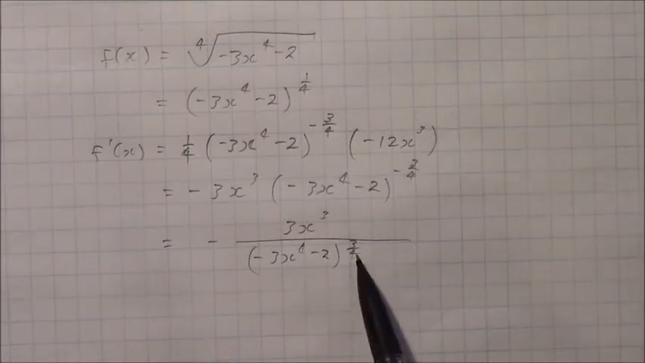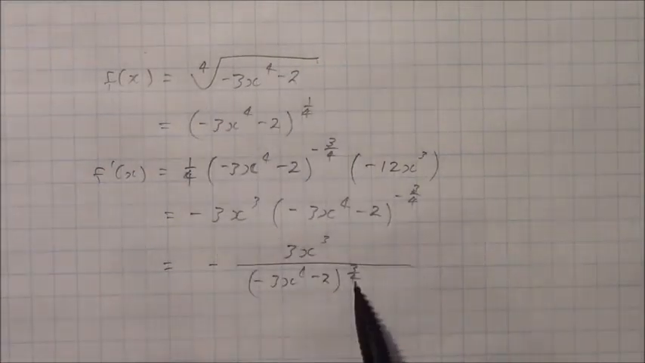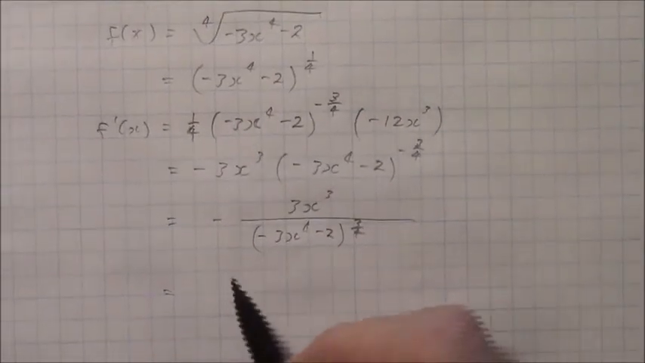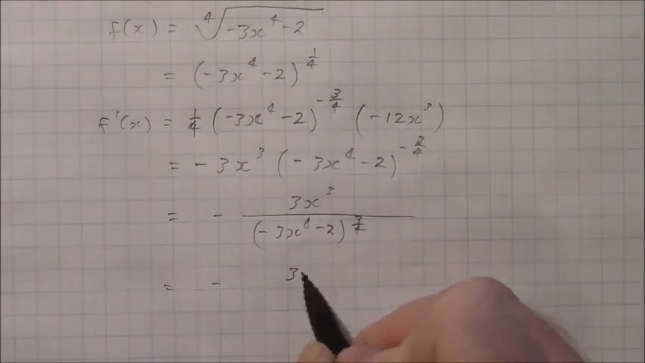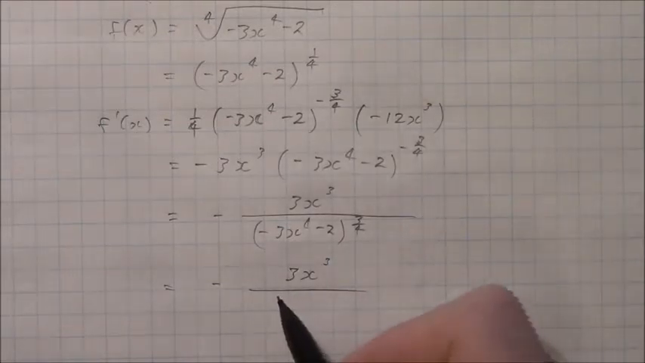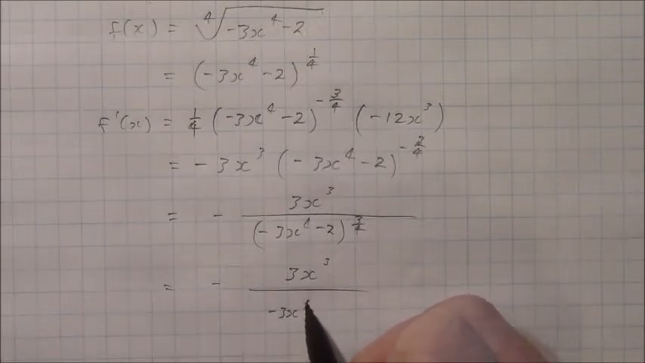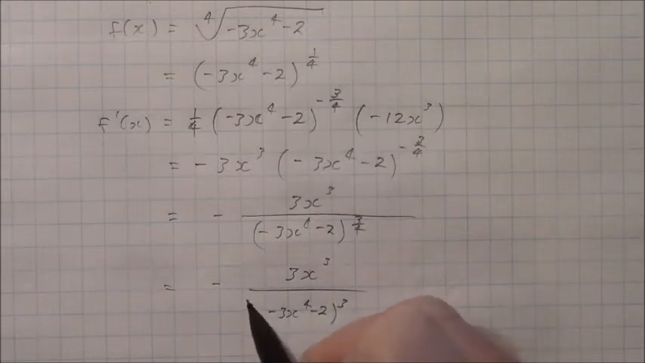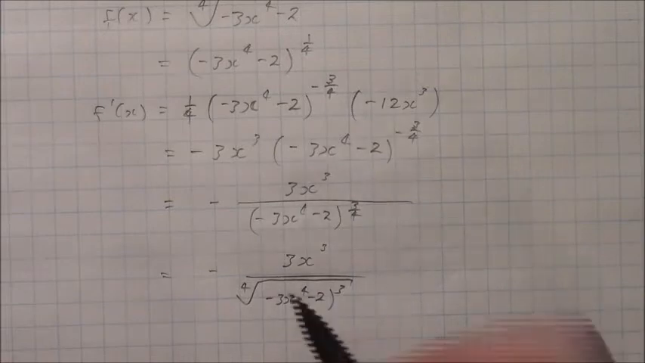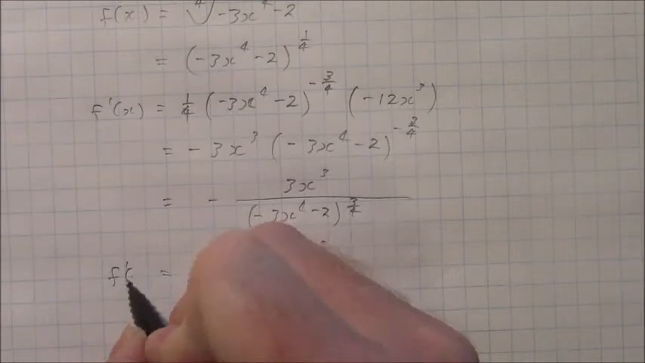And because the original function was given in root form, I'm going to return that to root form. And so I'm going to say that the final value, the final gradient function, or the final derivative, is negative 3x cubed all over the fourth root of (3x to the power 4 minus 2) cubed. Okay, so that's how I would finish this off. Okay, and this is your f prime of x.